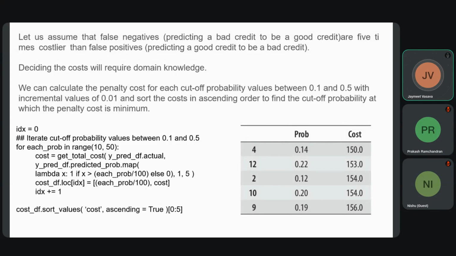And then in the end, sorting those values with sort_values, cost ascending equals True. And when we print those values, the image on the right can be seen: the probability and the cost for the 5 observations that we have printed.